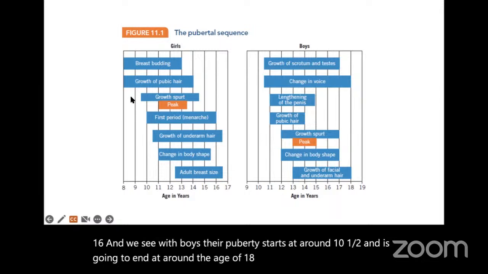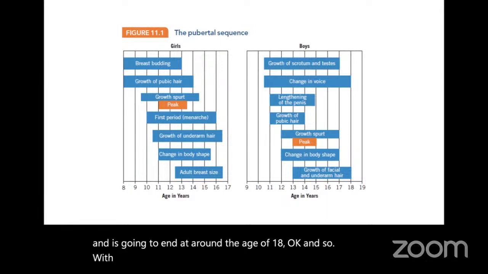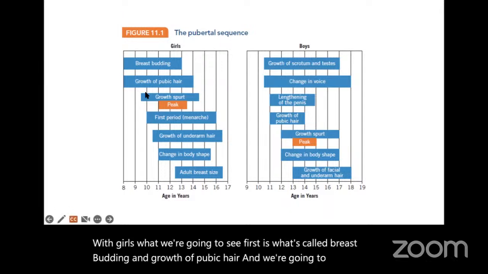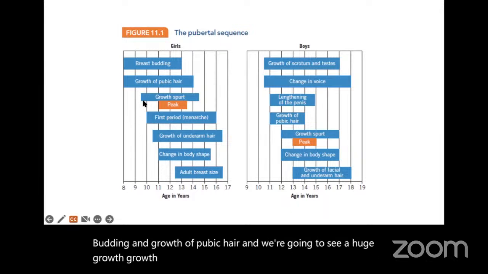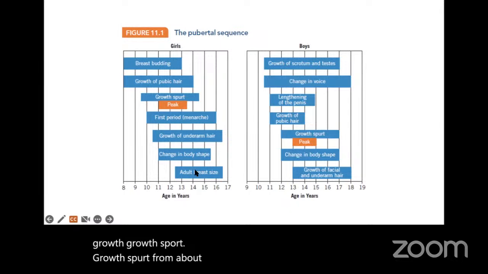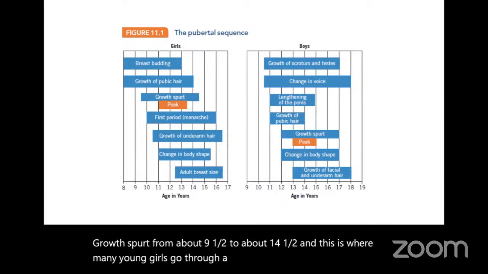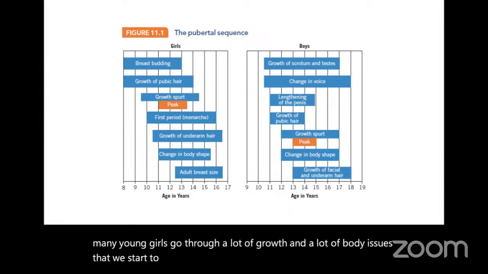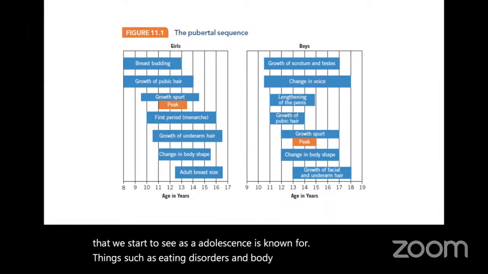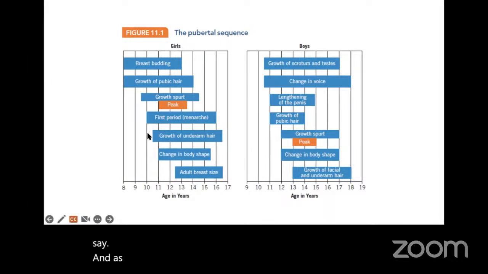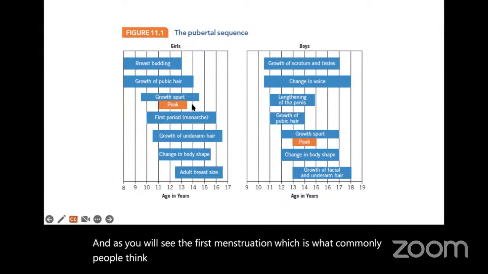Okay. And so with girls, what we're going to see first is what's called breast budding and growth of pubic hair. And we're going to see a huge growth spurt from about 9.5 to about 14.5. And this is where many young girls go through a lot of growth and a lot of body issues, as we start to see adolescence is known for things such as eating disorders and body dysmorphia, as you would say. And as you will see, the first menstruation is what commonly people think marks the onset of physically going from a child to an adult.